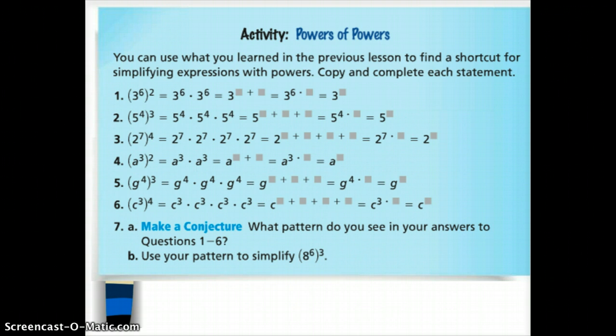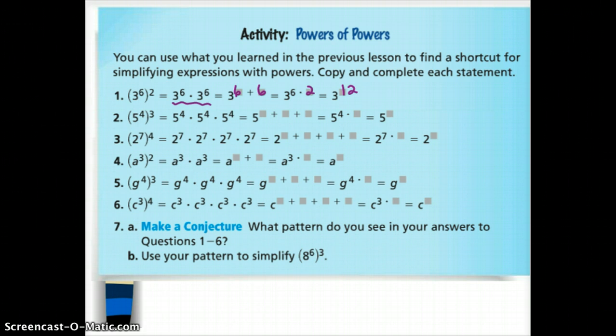So first of all, if I asked you, what does 3 to the 6th, squared, mean? I hope you would notice that that just means 3 to the 6th times 3 to the 6th. And based on what we learned the other day, we can keep the base and add the exponents: 3 to the 6 plus 6. We're doing that 2 times, which means it's 3 to the 6 times 2, which simplifies to 3 to the 12th.